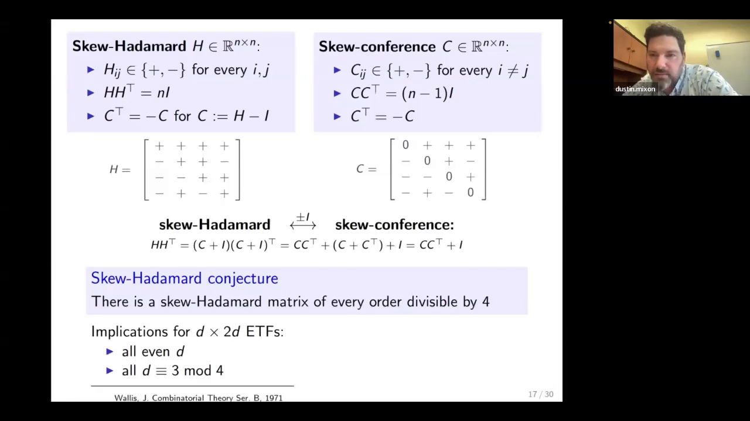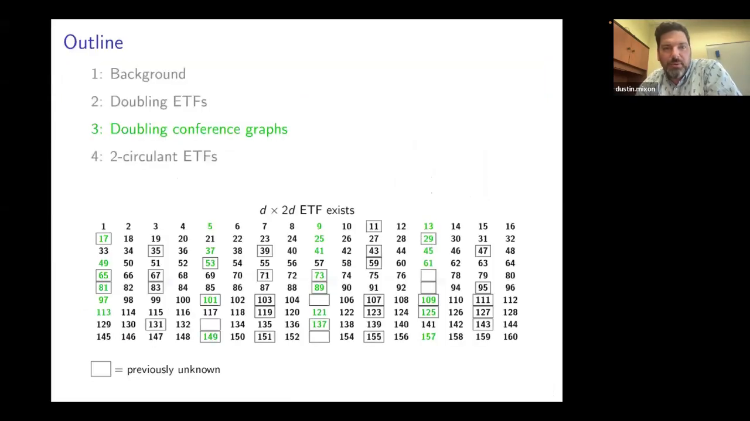So 3 out of the 4 cases are covered by the skew Hadamard conjecture. It does not, at least not naively, we don't know how to get this to fill in the final gap, which is 1 mod 4. So we actually came up with other technology to treat 1 mod 4, and that's what this next part of our talk will be covering.